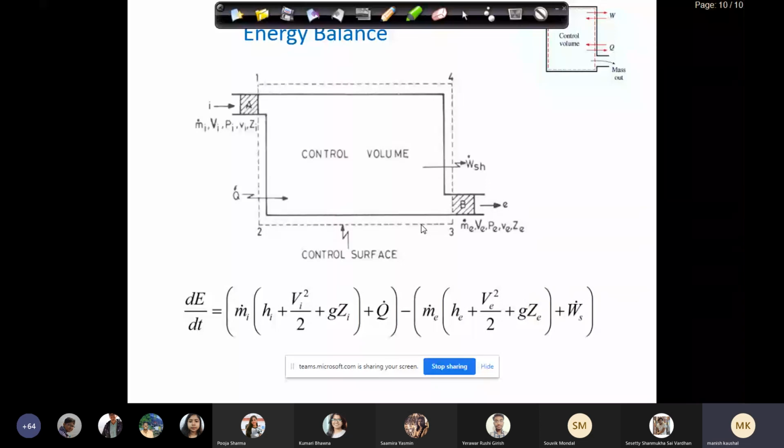On the other hand, if you are rotating a shaft in your fluid, then the rotating device is working on the fluid. In that case, W shaft will be negative because shaft work is always by the system. So if work is being done on the system, W shaft will be negative. So we want to reach this equation, which is valid for control volume. We'll see the derivation, how starting from control mass we go to control volume.